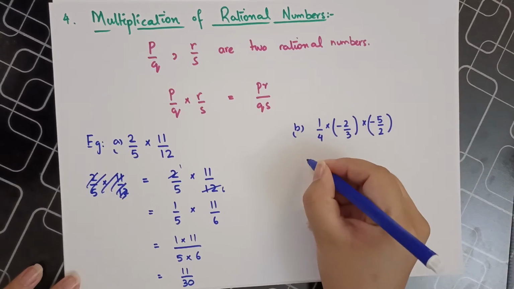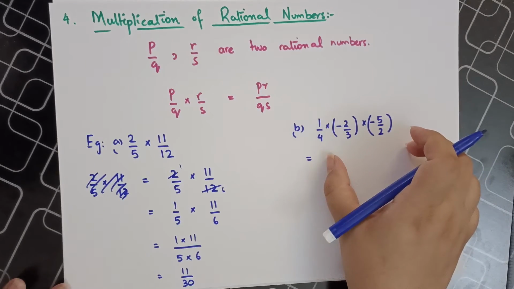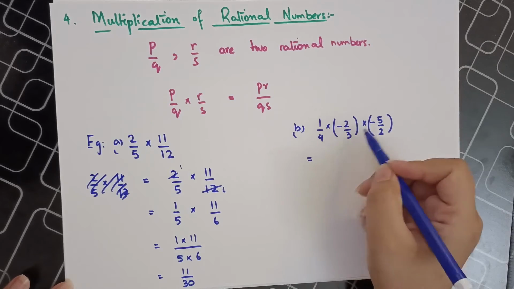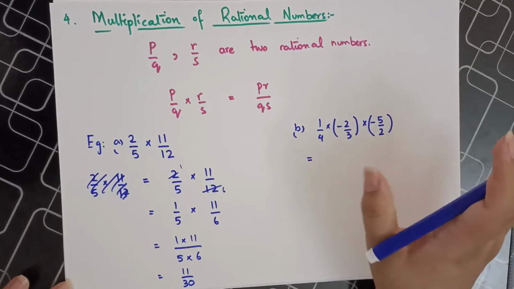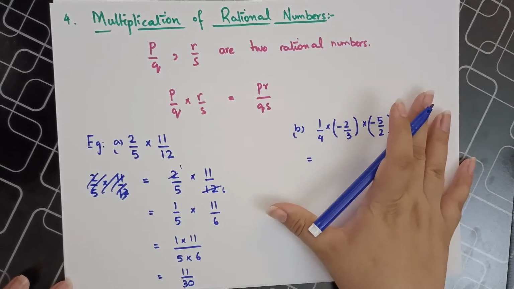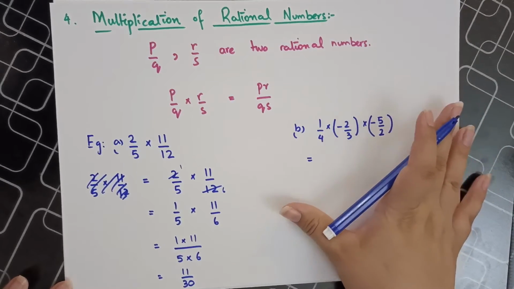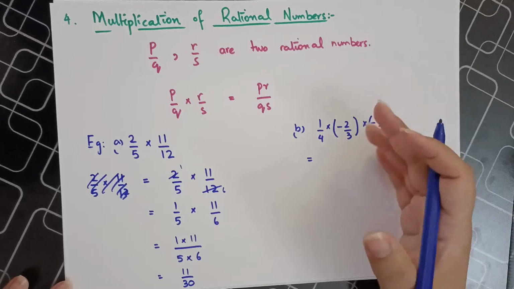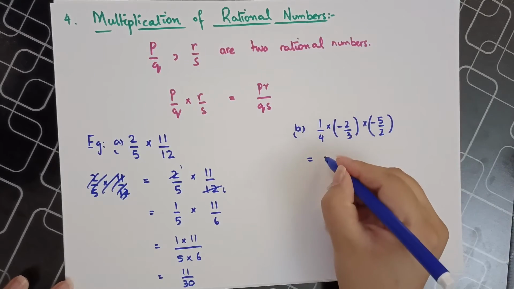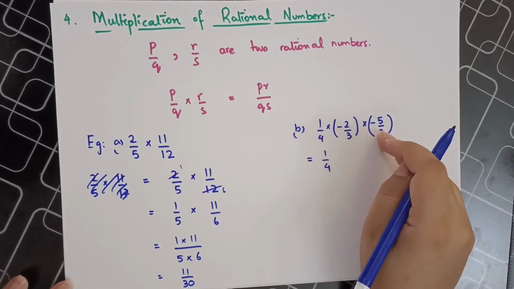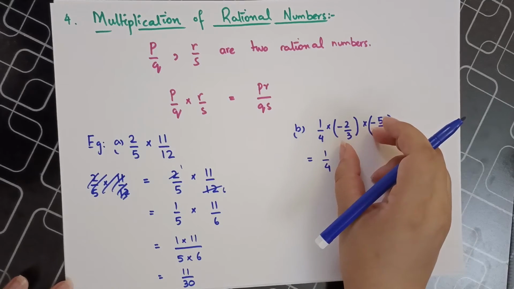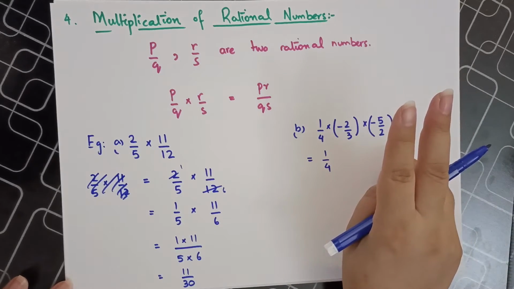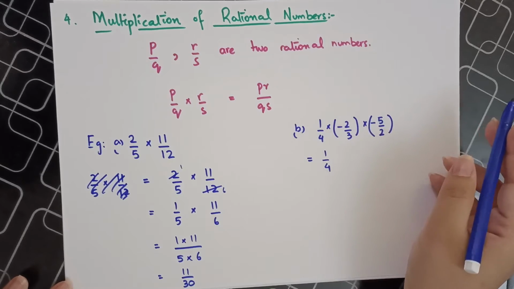Now let's move to another example that involves three rational numbers: 1 upon 4 into minus 2 upon 3 multiplied by minus 5 upon 2, right? First of all, we are going to open the brackets, because that is the first rule of solving any arithmetic operation. You can see that these two numbers are carrying a negative sign. These negative signs will multiply together, resulting in a positive sign. When two negative signs get multiplied together, the resulting answer is positive. So we are now going to cancel the negative signs.